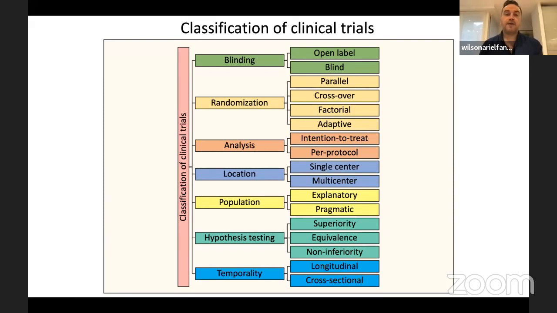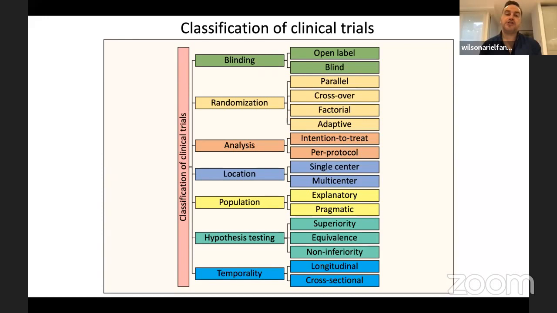So as you might already know, in terms of the blinding, we can classify the clinical trials into large groups, which are the open label trials and the blinded. Well, it could be single blinded, double blinded, or triple blinded. The randomization we've discussed a few weeks ago. So there are basically four designs in terms of the randomization: the parallel design, the crossover design, the factorial design, and the adaptive design.